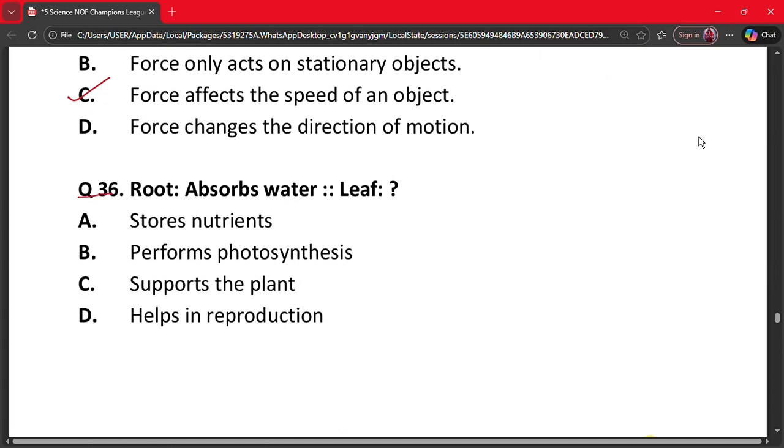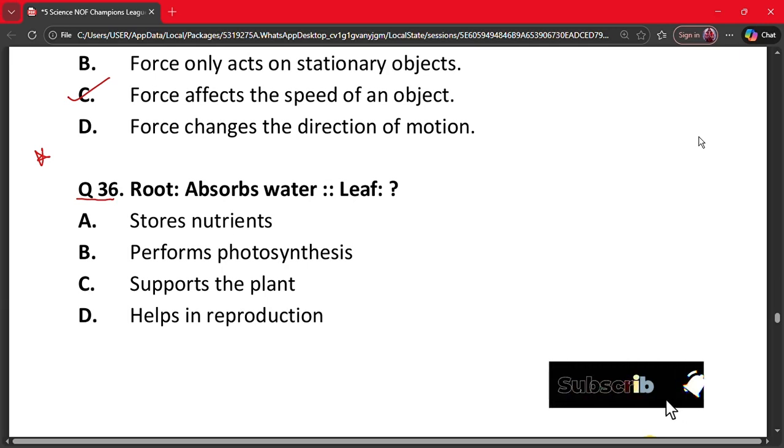Question number 36. Roots absorb water, then leaf is to A. Stores nutrients, B. Performs photosynthesis, C. Supports the plant, and D. Helps in reproduction. The correct answer is option B.